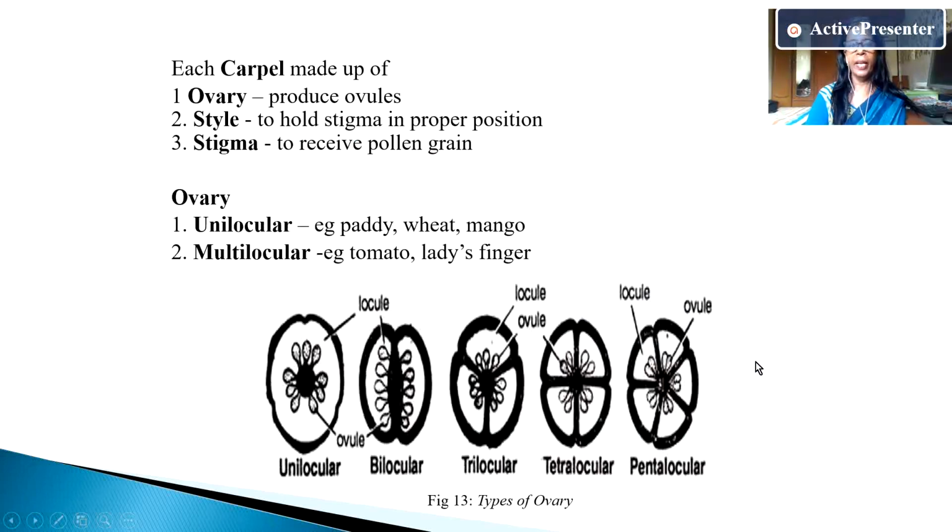And coming to the next, each carpel is made up of the parts: ovary, style, stigma. The function of the ovary is to produce ovules, the style holds the stigma in proper position, and the stigma receives pollen grains. And the ovary is the main part of the gynoecium, and it is unilocular or multilocular according to the number of locules. Unilocular, example paddy, wheat, mango, etc. And multilocular, that is tomato, lady's finger.